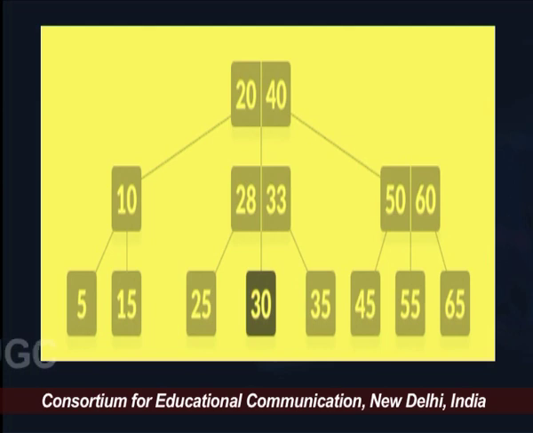In between 28 and 33 we have 30, and on the right side of 33 we have 35. Now what do we need to do? We need to remove 30. So both this immediate left and right we cannot borrow. So we need to merge these nodes. How is this merging going to happen?